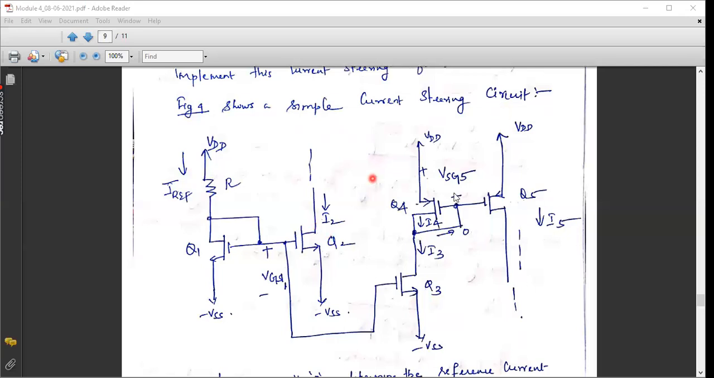What we have done is we have written the equations for I2, I3, I4 and I5 in terms of I reference. Apart from that, I have also stated the saturation condition for Q2, Q3 and Q5. Then I have compared the performances of Q2 and Q5 in terms of current source and current sink operations. So these are the three highlights of this particular circuit. Any doubts, students?